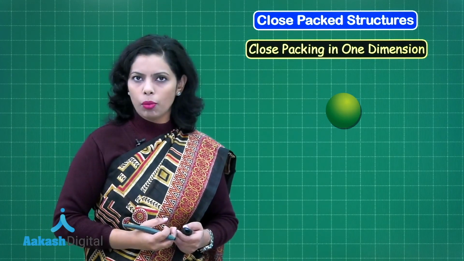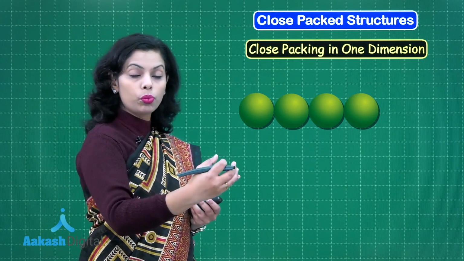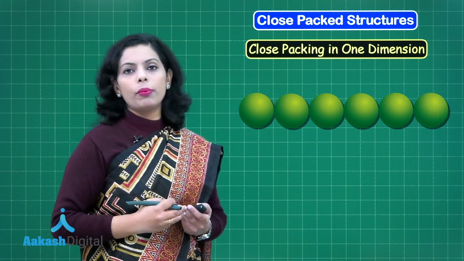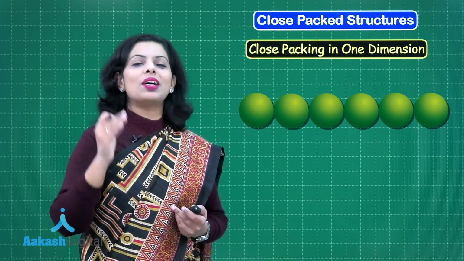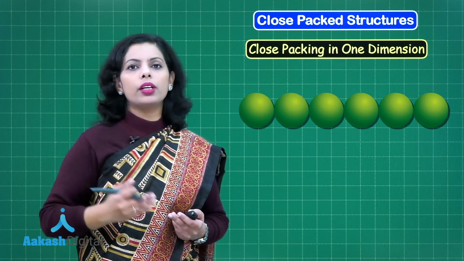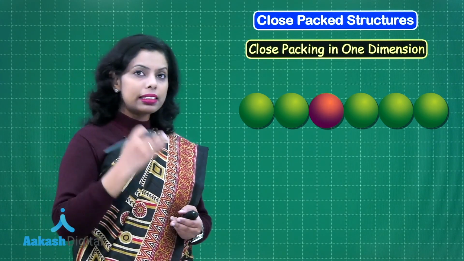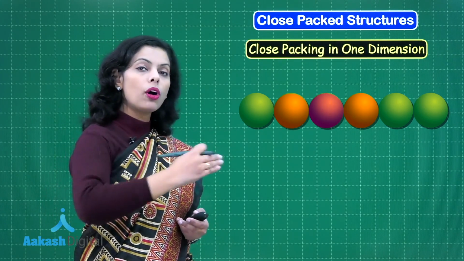Suppose I have a single ball. That ball is joined with another ball, with a third ball, with a fourth ball, and ultimately there is the formation of a row, and that is termed 1 dimensional close packing. Now again the question arises, if you look at this ball, suppose I am talking about the single ball, this is directly attached with 2 balls.